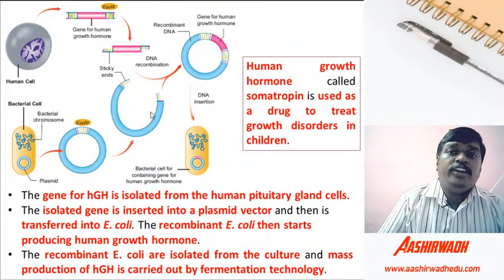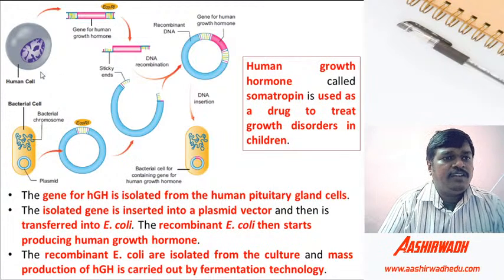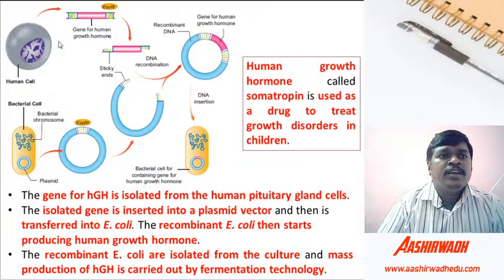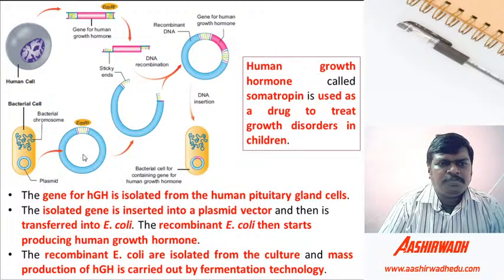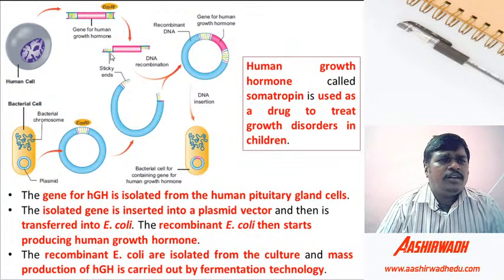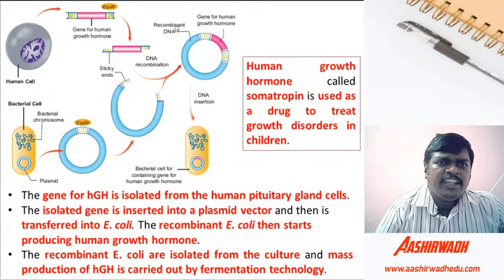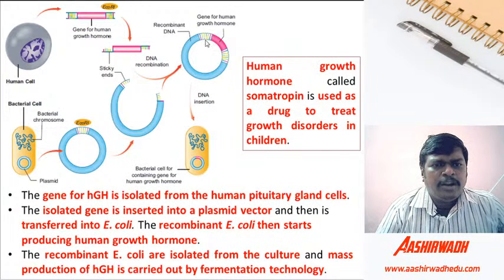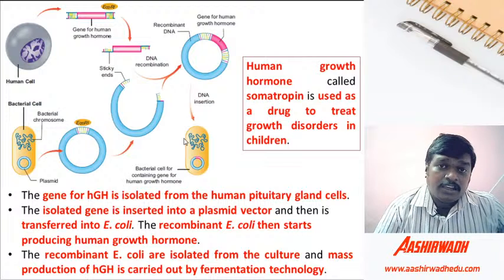The same way we produced human insulin, the same can be done here. They take the gene for human growth hormone from the human cell, and from the E. coli bacterium they take the plasmid. The human growth hormone sequence is inserted into the plasmid, making the recombinant DNA. That recombinant DNA is then inserted into the host cell, like three species.